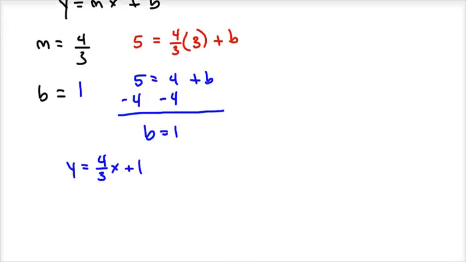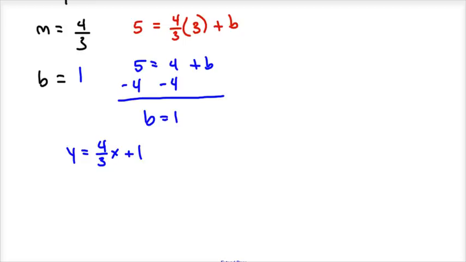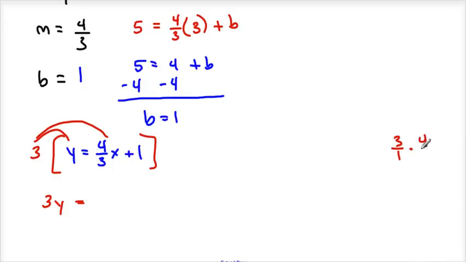Let's keep going with this one. How do I get this into standard form? What should I do first? Multiply by 3. Very good. Let's clear my fraction. I'm going to multiply everything by 3. 3 times y, 3y equals 3 times 4/3. So again, this is like 3 over 1 times 4 over 3. My 3s simplify, leaving me with just 4x, plus 3 times 1, plus 3.